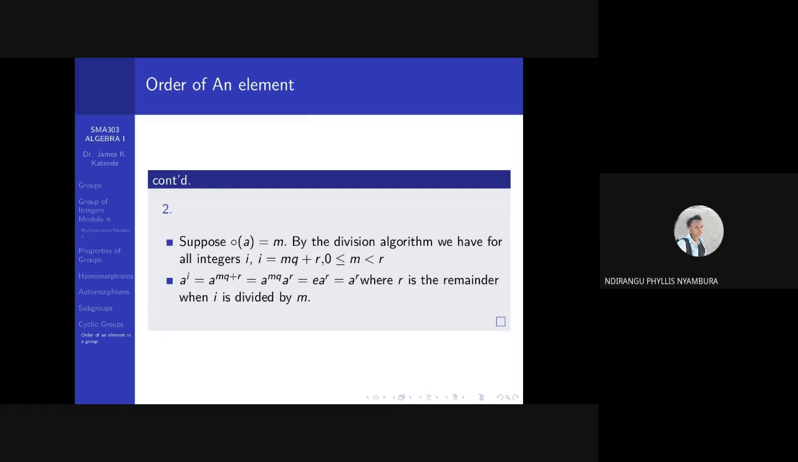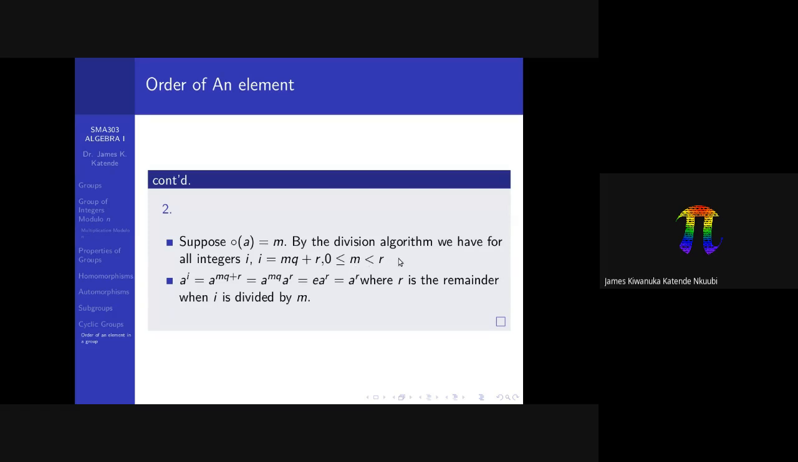So I have a question. Yes, go ahead. In the step where we suppose the order of A is equal to M, in this equation, I equals MQ plus R, is it supposed to be M in the middle or R? Is R greater than or equal to 0 and less than M? You are right. Thank you very much. I didn't notice that mistake. You are right. This should be 0 is less than or equal to R, less than M.